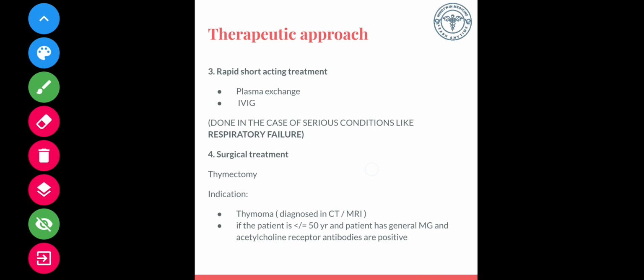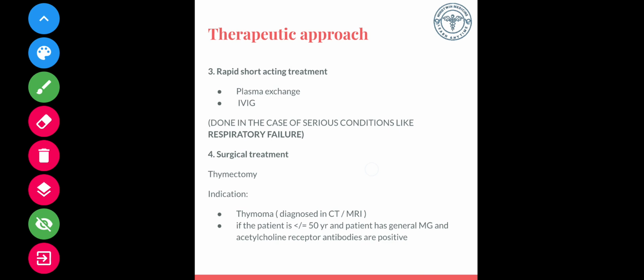The third one would be rapid short-acting treatment where plasma exchange can be done. Also, one more is IV immunoglobulin, which can also be given. It is done in the case of serious conditions like respiratory failure. As I told before, if the condition progresses to the fourth or fifth stage, where the diaphragm gets weakened, there will be no respiratory process. So plasma exchange can be done, and IV immunoglobulin also can be given.